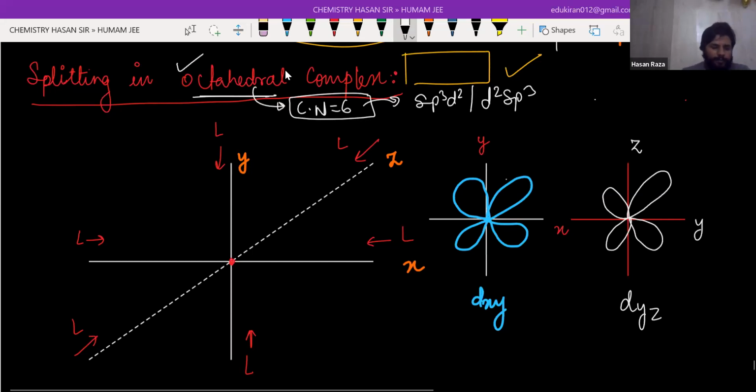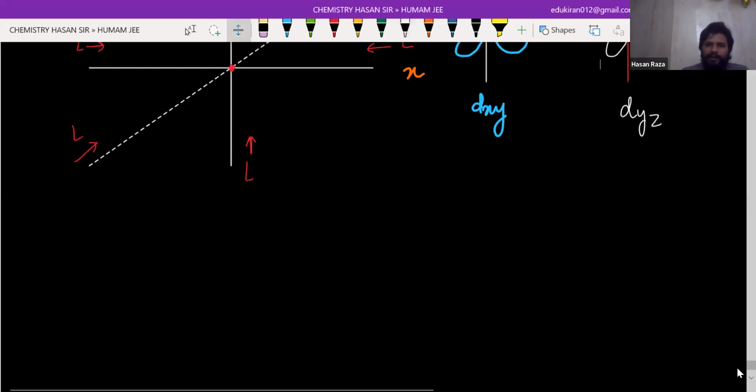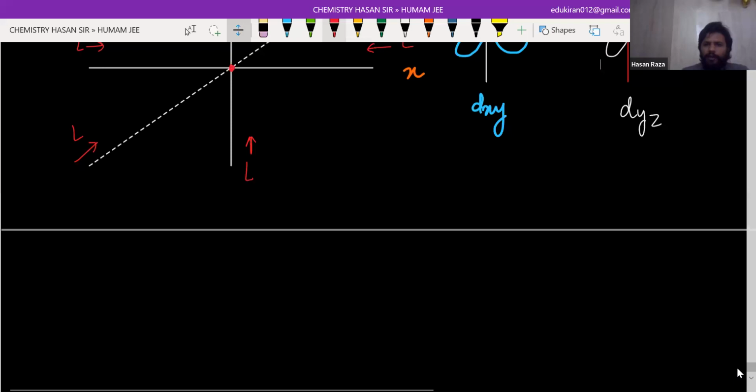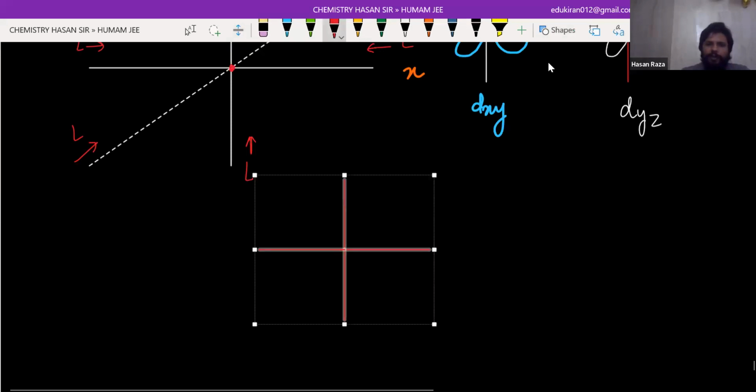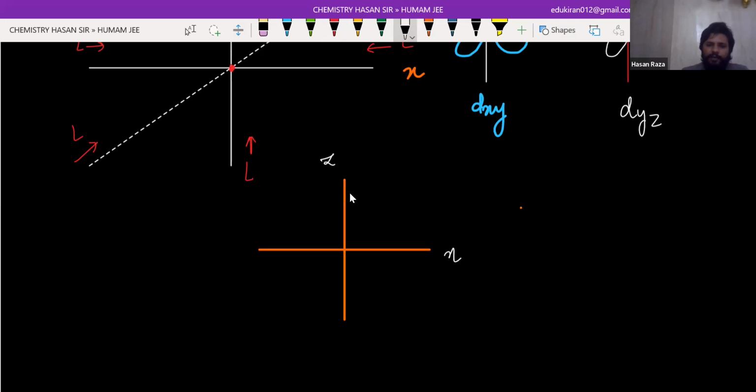Are you done with this? Okay, yes, very good. So this is dxy, dyz and then dxz. For dxz, you understood that it will be in between x and z, so it will be something like this. You can see dxz. This is your x, and let's say this is your z. So this will be dxz.